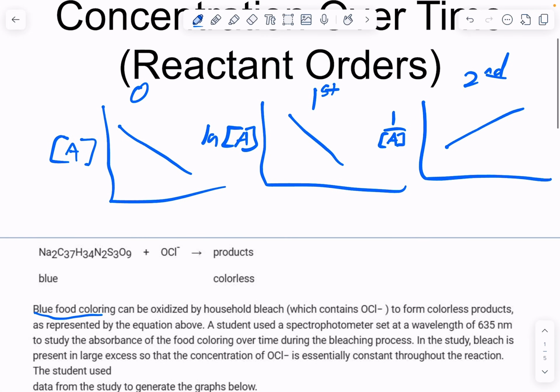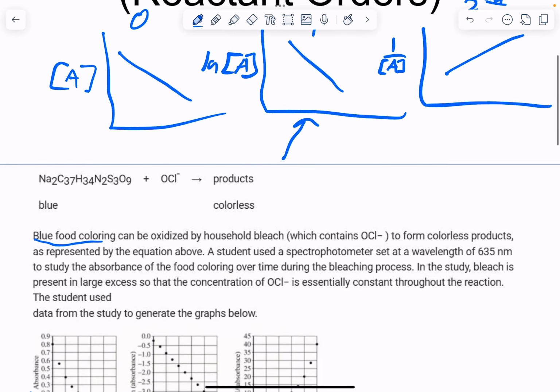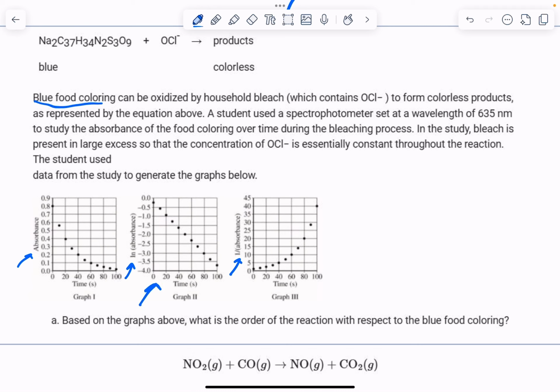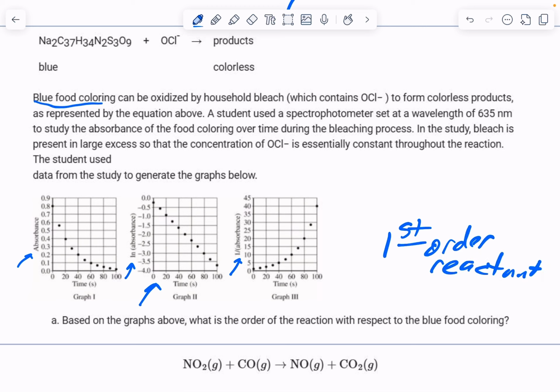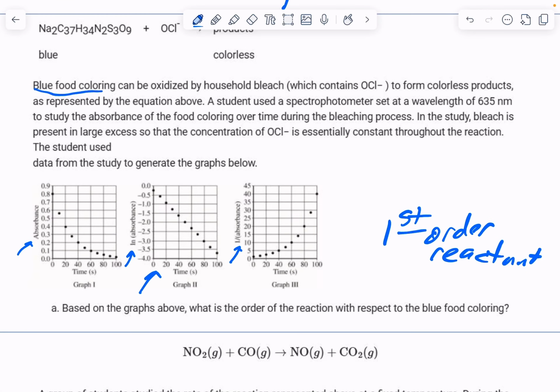Okay, remember, since the linear graph is the one with the natural log, we can assume that this will be a first order reactant. And you can explain it: because we have a linear graph with the natural log, we get a first order reactant. Probably something else I should say: this is absorbance, so that might not seem like concentration, but remember, absorbance and concentration are directly proportional to each other, so you can substitute them and they will be just fine in terms of graphing, and that's why we can use these graphs. So graph 2 tells us that this order of reactant is first order.